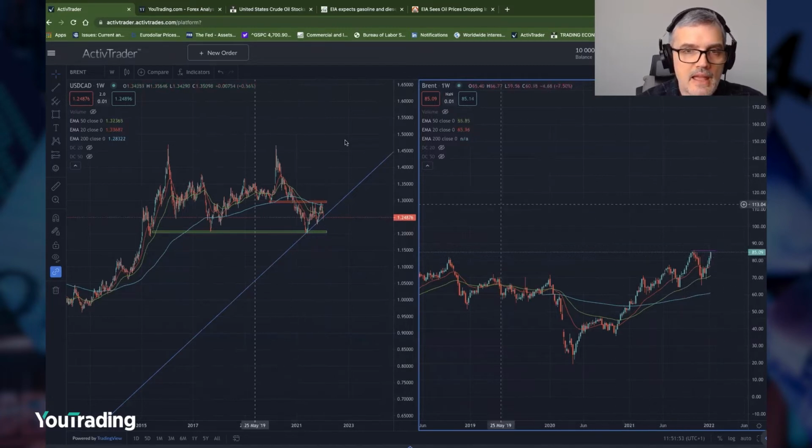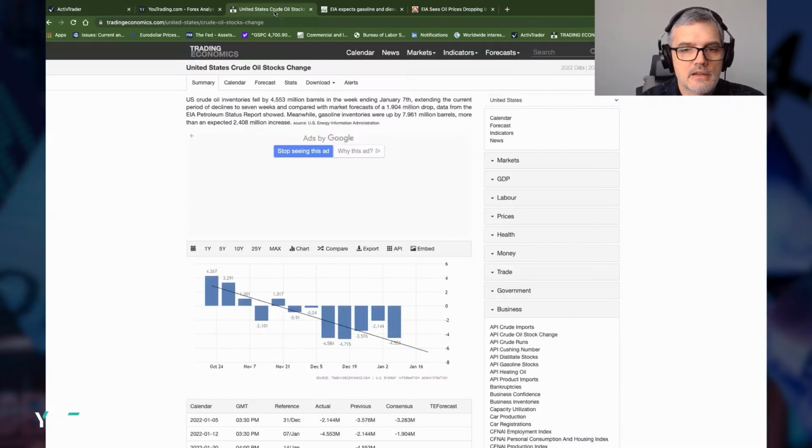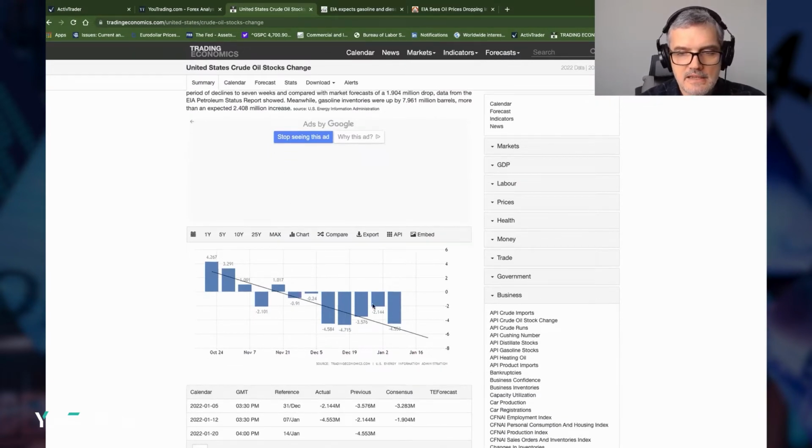If we were to go to a chart of the US crude oil inventories, as of last week, it says there's been a reduction in the amount of oil stocks. That is obviously bullish for oil, and that could be leading the price higher. The trend is obviously to the downside.